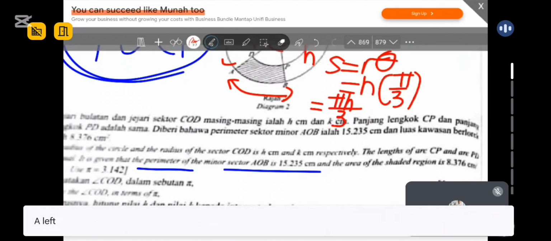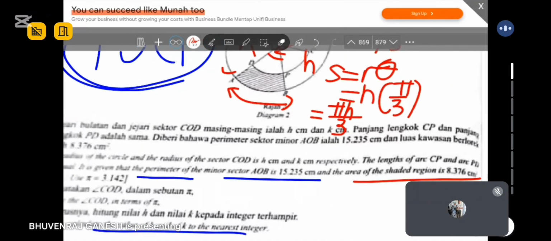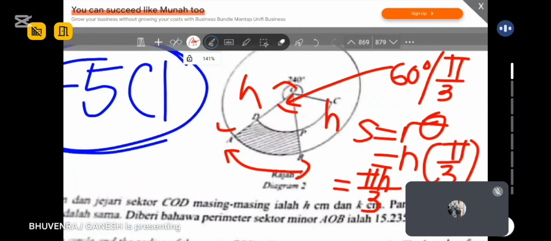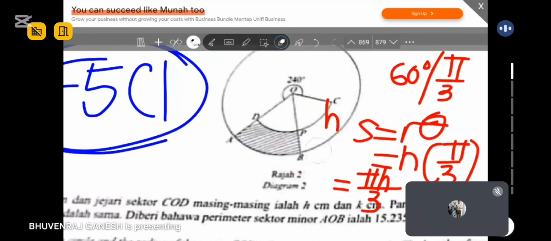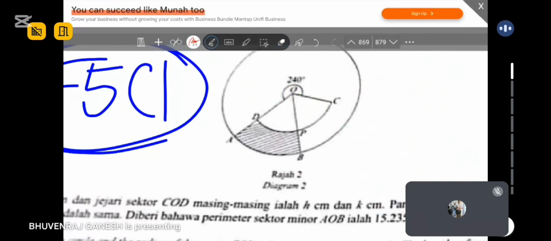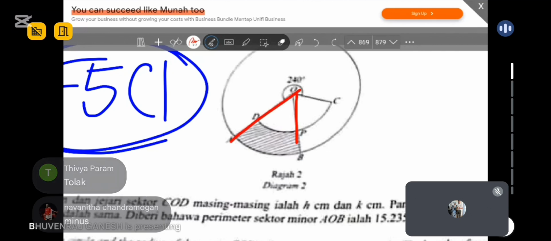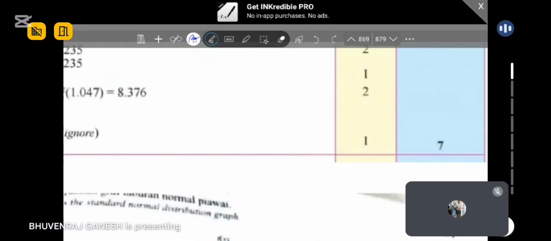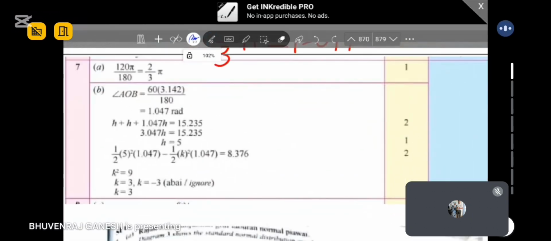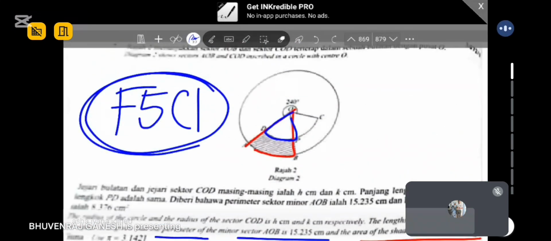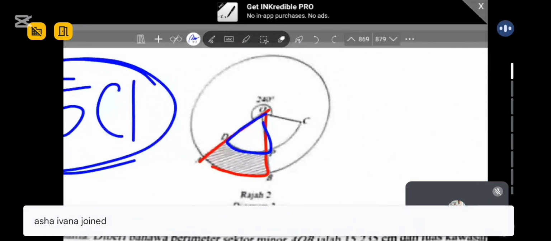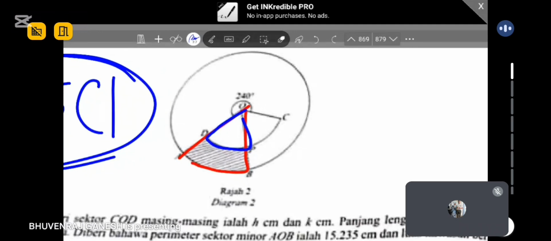Okay, so you look at the second information. They say the area of shaded region is 8.376. Okay guys, may I know what is the concept to find the area of shaded region here? Apa konsep yang kamu guna untuk dapat yang ni? Anyone can tell what is the concept? Yes, minus, guys. You take this area minus this area. Red minus blue. Then you get the shaded region. Okay, so again, may I know what is the formula, guys, for area of sector? Apa rumus dia? Luas sektor. Siapa boleh ingatkan saya?